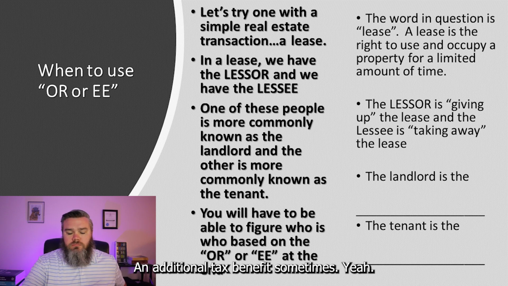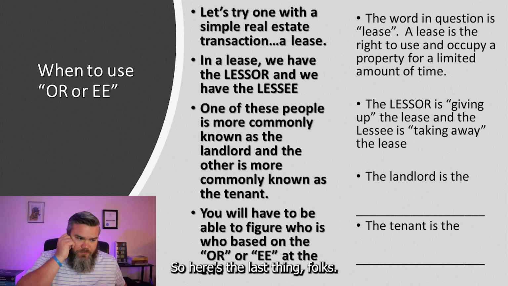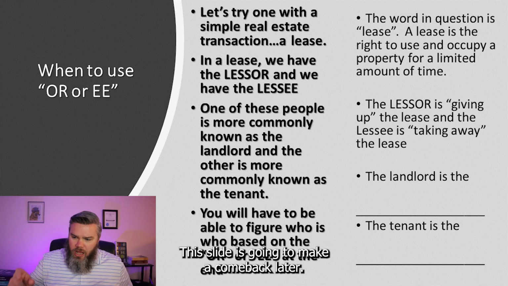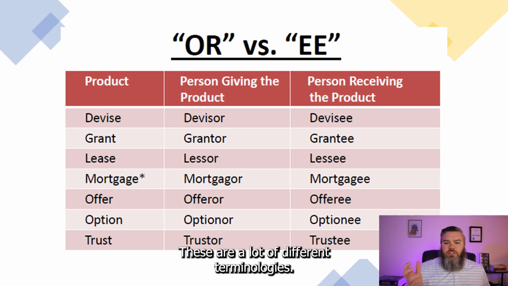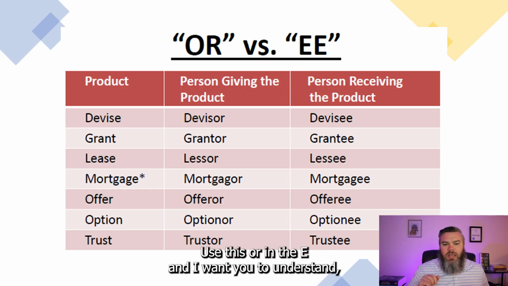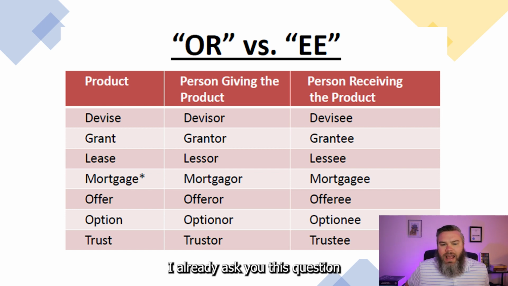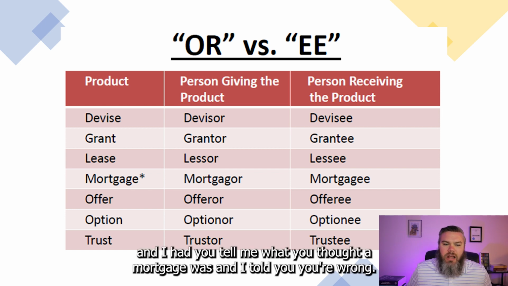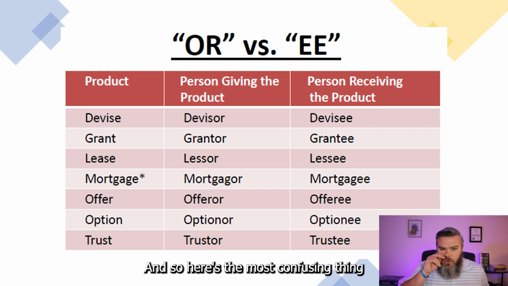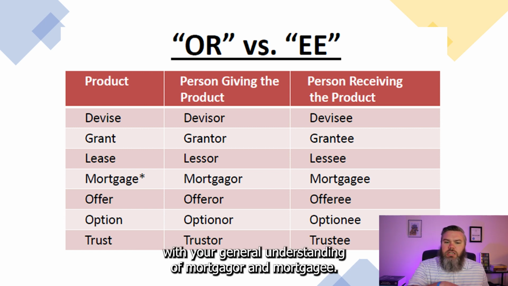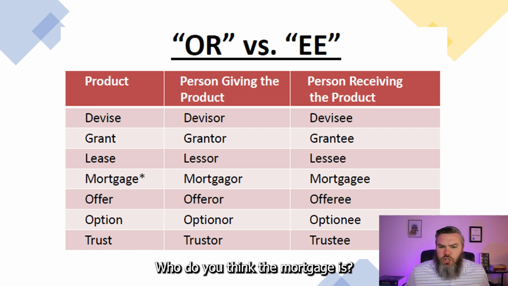Yeah. So here's the last thing, folks. This slide is going to make a comeback later. These are a lot of different terminologies. You use the or and the e. I already asked you this question, and I had you tell me what you thought a mortgage was, and I already told you you're wrong. And so here's the most confusing thing. With your general understanding of mortgagor and mortgagee, who do you think the mortgagor is?